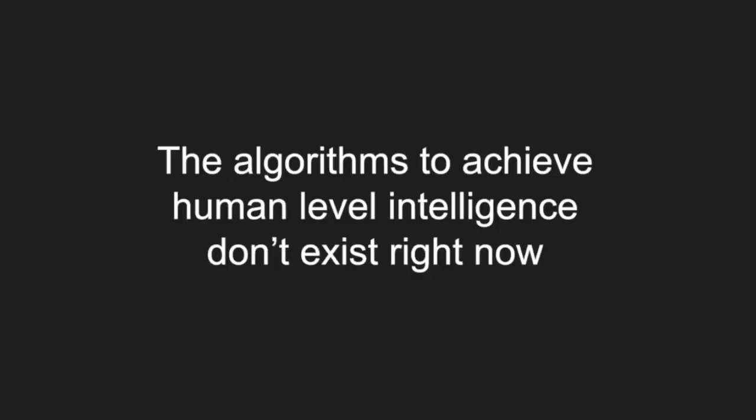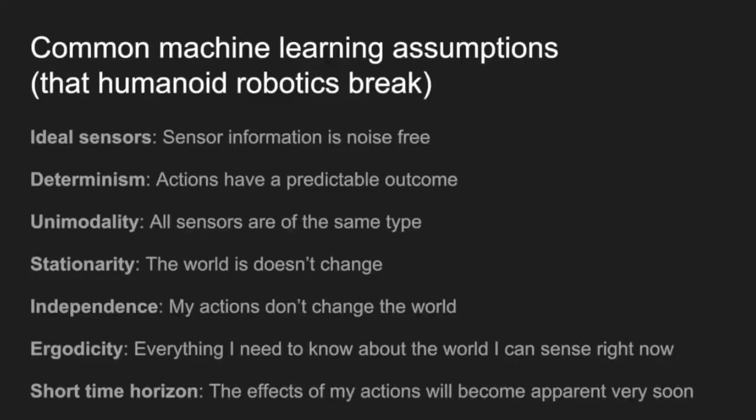All of these assumptions are very common in the algorithms currently being used that we call AI. These algorithms are not sufficient for achieving human-level intelligence. These assumptions will prevent them from doing that. So one thing that all of these assumptions have in common is that they do not hold when you're working with humanoid robotics, or in fact, any robot that's physically interacting with the world.